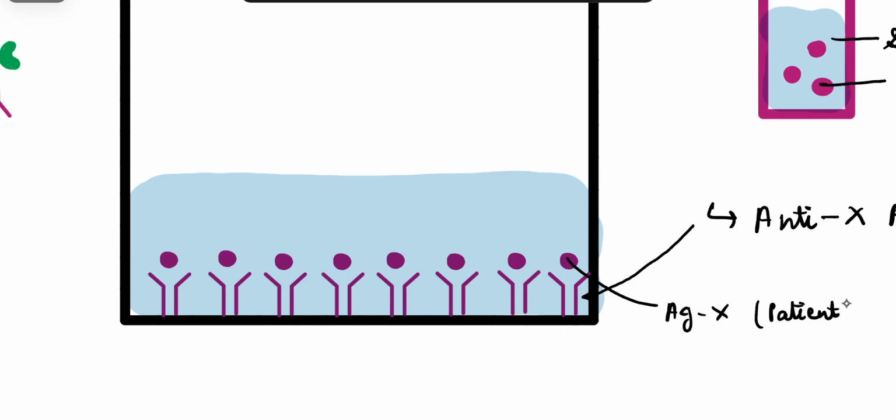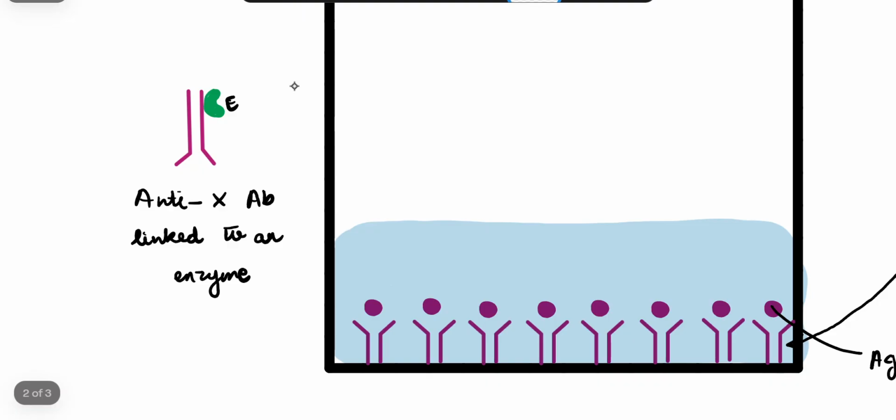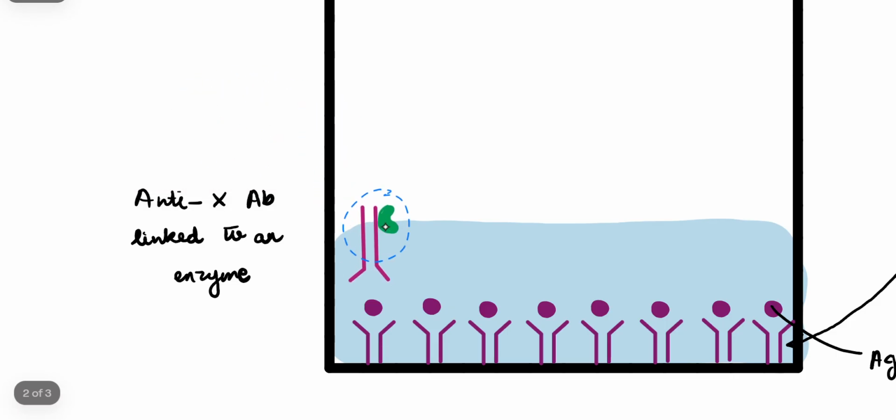Now the most important step: I will add another anti-X antibody. This is also an artificial one, or it is obtained from another animal, whose serum and whose antibody is compatible to the antigen X. So this anti-X antibody is linked with an enzyme. As you can see, this is our enzyme. Now this particular antibody we are going to add inside the well.